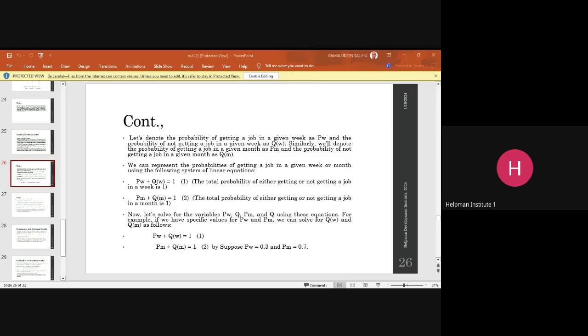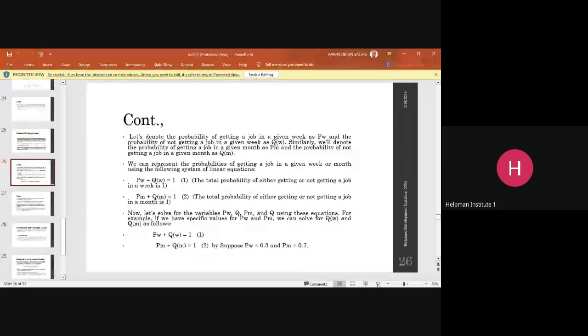A simple demonstration, as you can see here, is very simple. For a week we have equation 1, and for a month we also have equation 2. So the solution for the number of people that get work in a month is dependent on the number of successes weekly. The same thing for yearly probability. So let's proceed to the next slide.